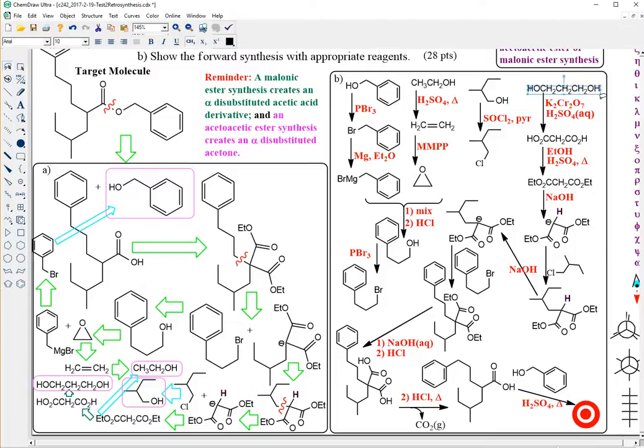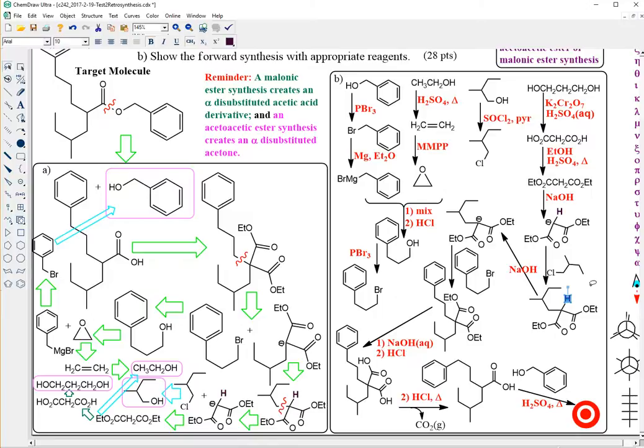Oxidation of this diol to this dicarboxylic acid, malonic acid, is followed by esterification to yield a diethylmalonate ester, which is readily deprotonated using sodium hydroxide to create a carbanion nucleophile, which will do an SN2 reaction on this primary carbon, creating this carbon-carbon bond here.